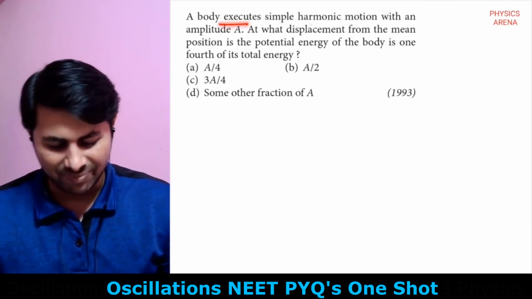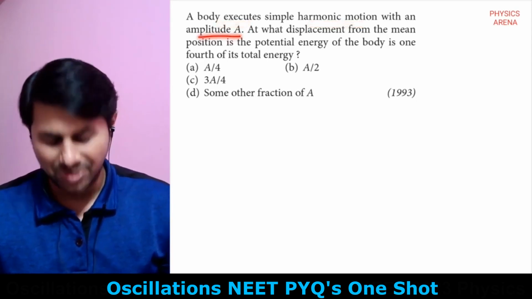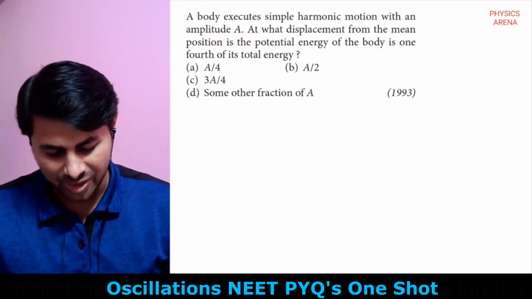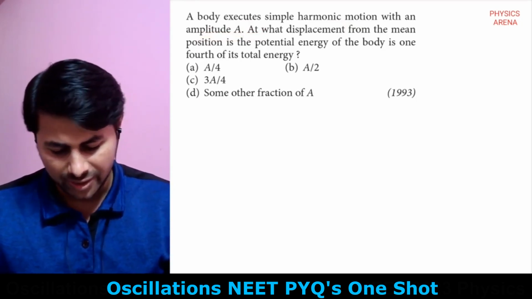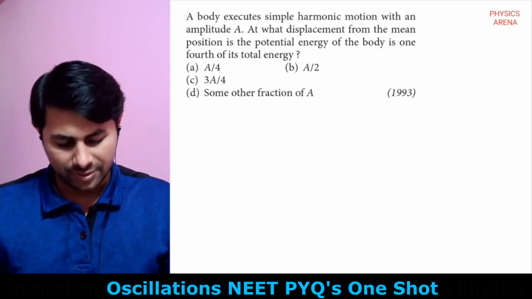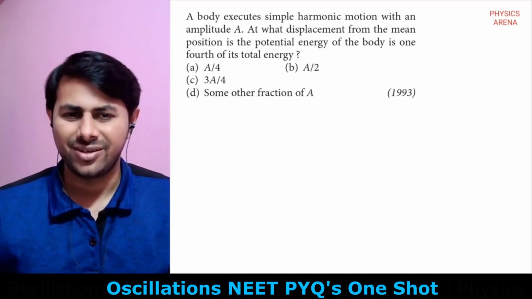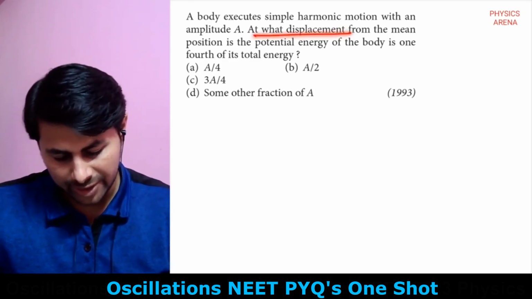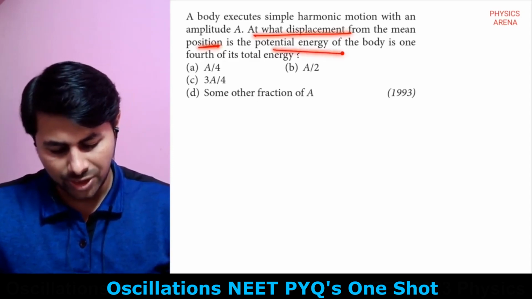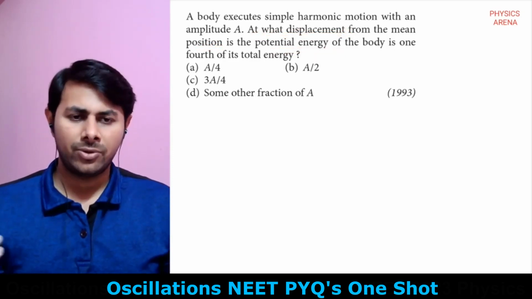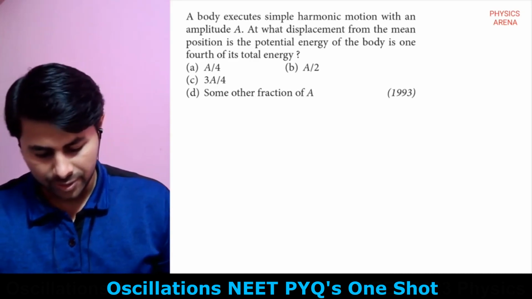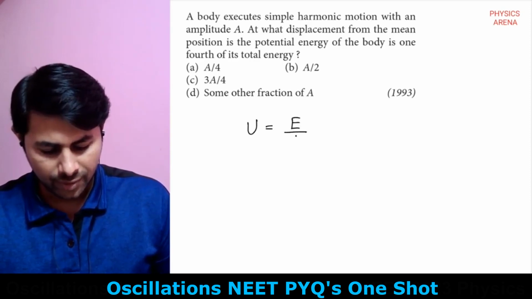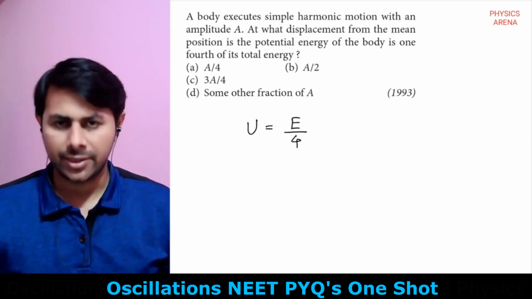A body executes simple harmonic motion with an amplitude A. At what displacement from the mean position is the potential energy of the body 1/4 of its total energy? So this is repeated. Tell me, the question is, at what displacement from mean position is potential energy 1/4 of total energy? So potential energy U is equal to E by 4. This is given.